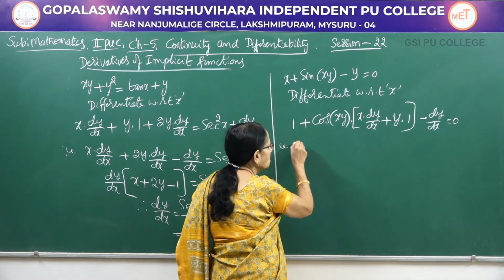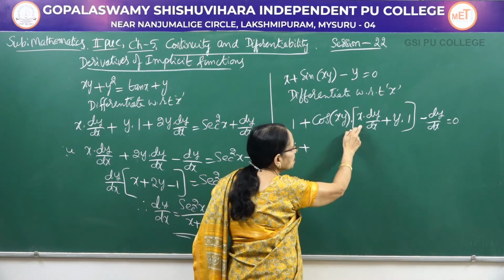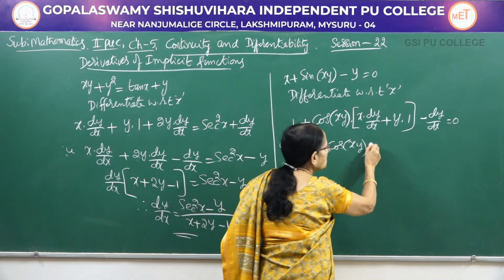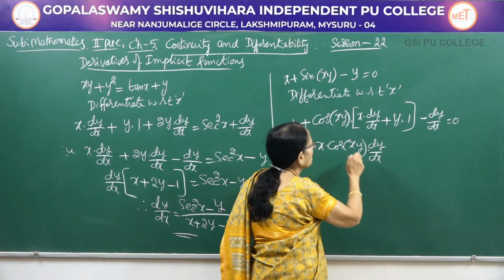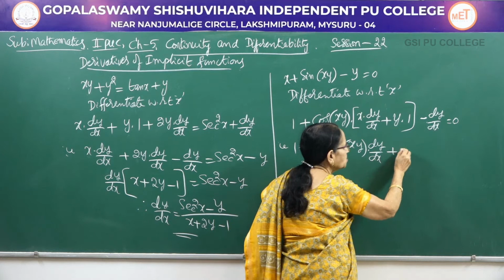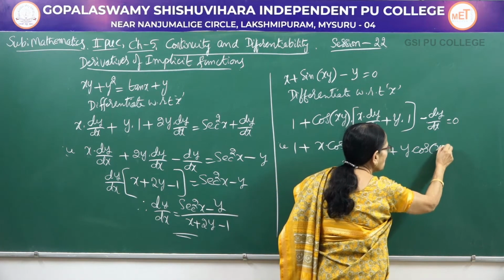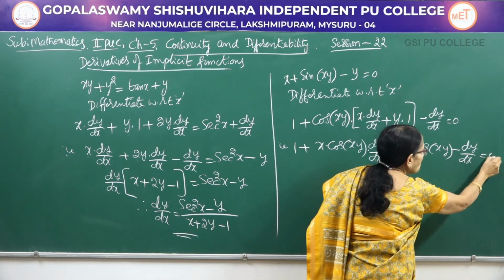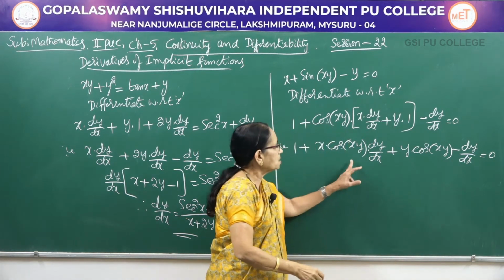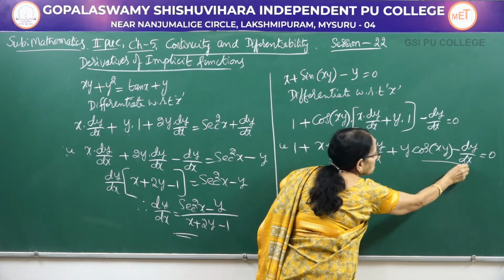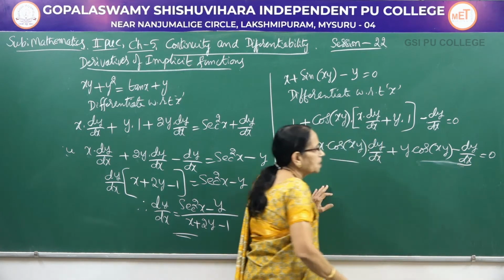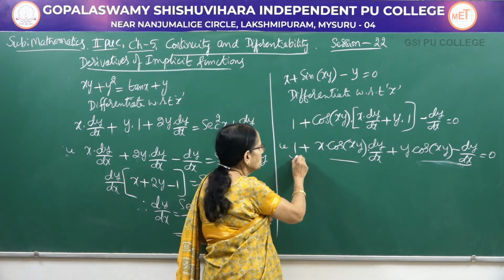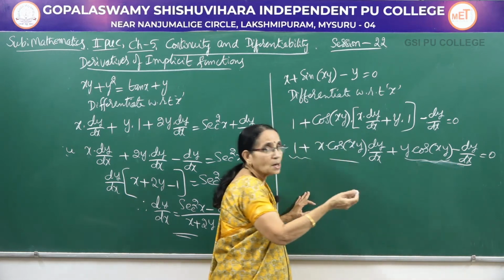So remove the bracket here: 1 plus cos xy into x into dy by dx. Let me write in the proper order, x into cos xy into dy by dx. Next, cos xy into y, that is y into cos of xy, that is over, minus dy by dx would be equal to 0. Okay. Now the terms containing dy by dx, this one and the last one, retain them on the left hand side, and shift the other two terms to the right hand side.